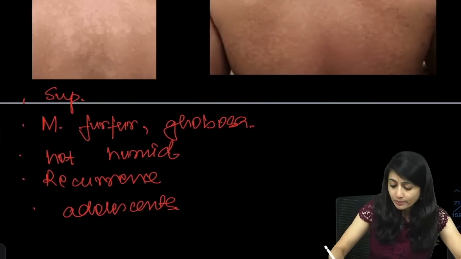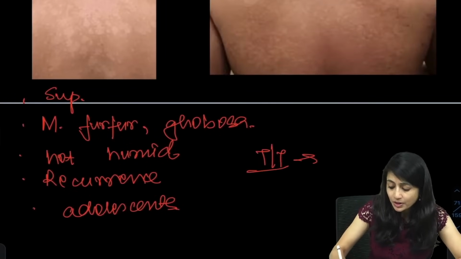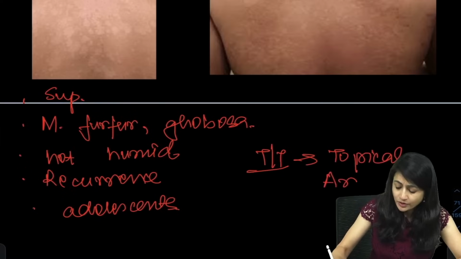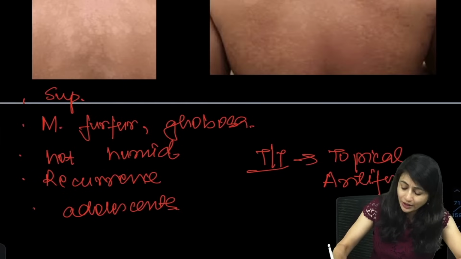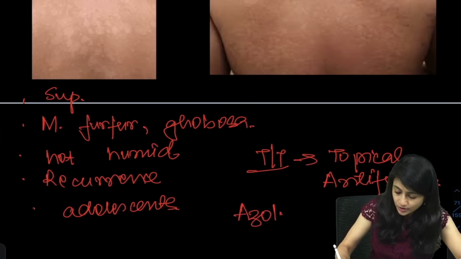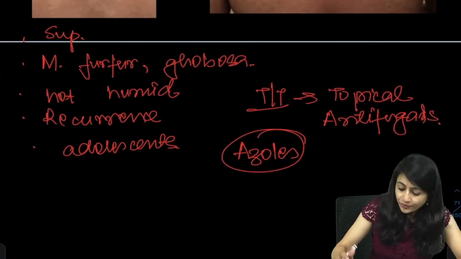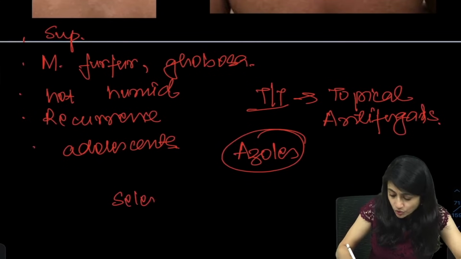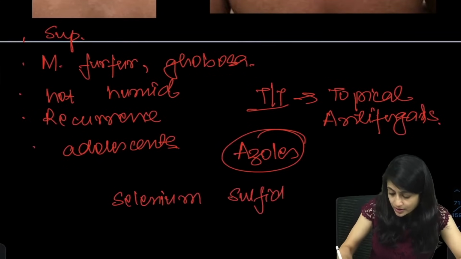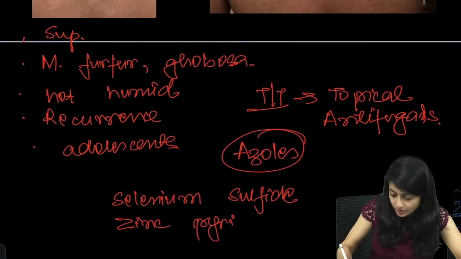Then you have to remember what the treatment is. Treatment is you give topical antifungals. However, if it is more severe, you can give oral antifungals. What class of antifungals will you use? Azoles. However, there are other agents that can be used like selenium sulfide, zinc pyrithione.